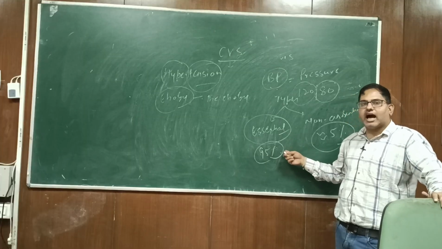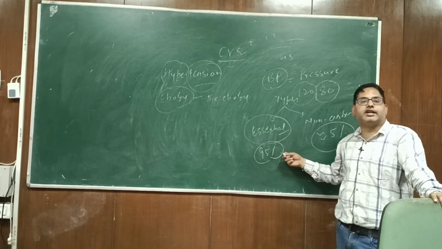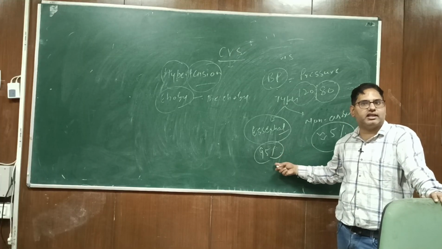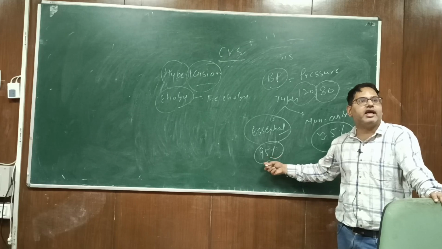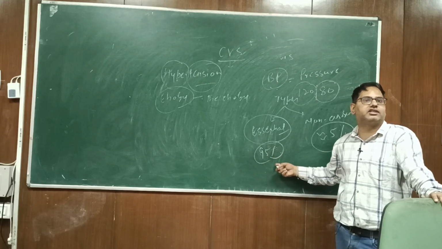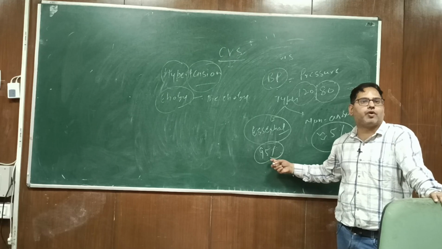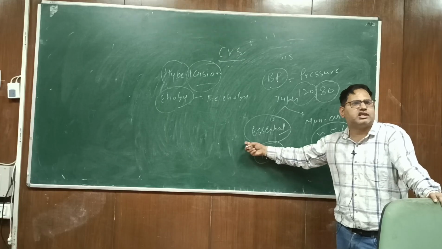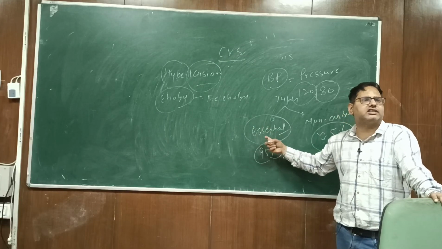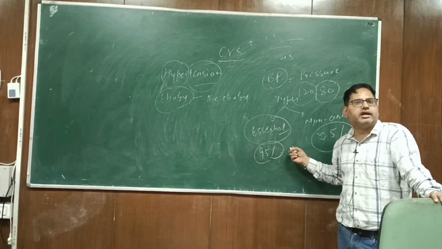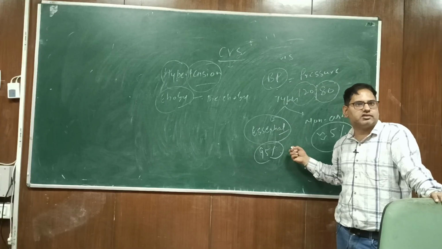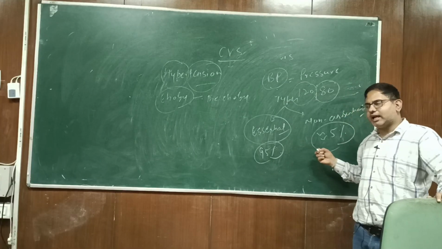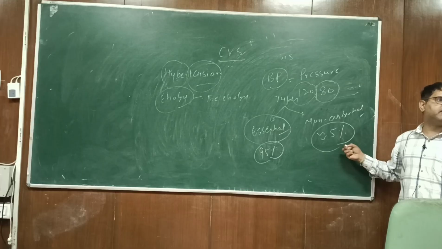So in essential hypertension, you do not know the etiology, so you write that the etiology is various factors, environmental factors such as contamination, pollution, smoking, stress, anxiety, etc. play a significant role in the development of hypertension. Got it? Now the second one is where you know the reason.